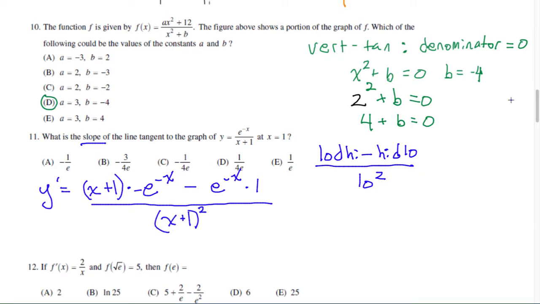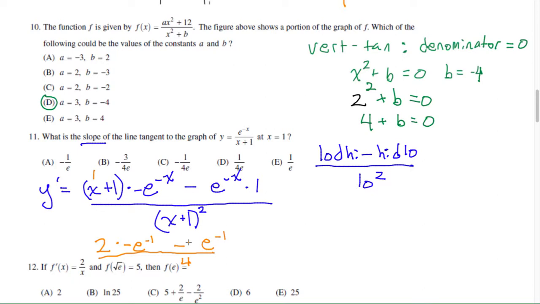Let's immediately plug in x equals 1. When I plug in 1, I'm going to have 2 here. So I'm going to rewrite this as 2 times, when I plug in 1, I'm going to get negative e to the negative 1 minus e to the negative 1. All of this over 4. I'm waiting for you two to catch up, making sure that we are okay with this. 1 plus 1 is 2. 2 squared is 4.